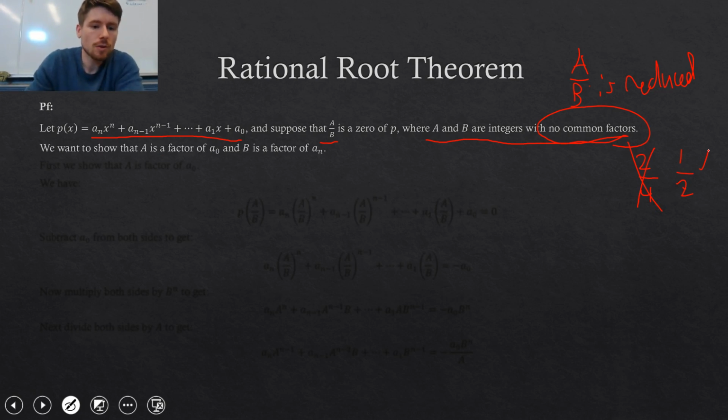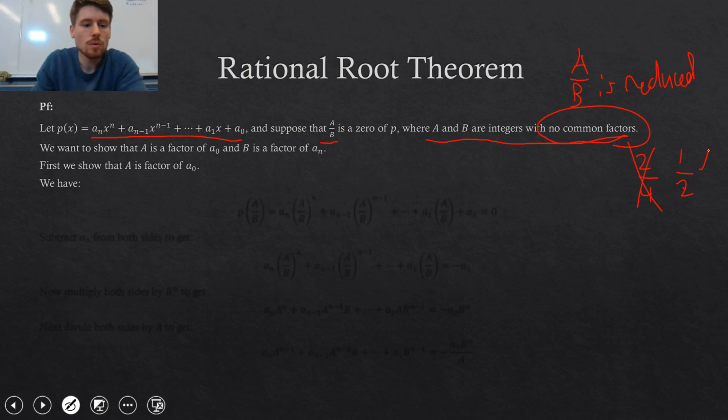Okay, so we want to show that a, capital A, is a factor of a0, and b, capital B, the denominator, is a factor of an, the leading coefficient. Okay, so let's go ahead and do each part. We'll do the first part, show that a is a factor of the constant, and then we'll do the second part, b is a factor of the leading coefficient, next. Okay, so first let's show that a is a factor of a0.